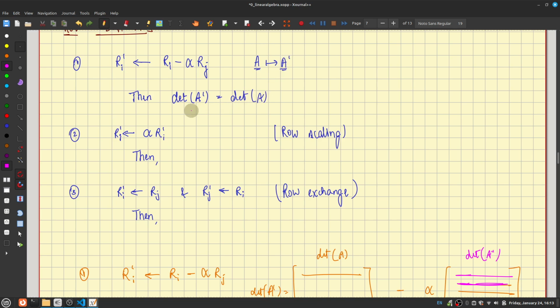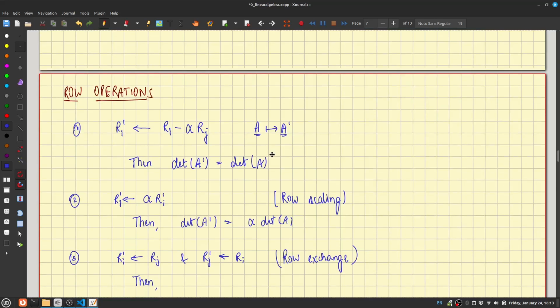Okay, so type 1 operation, we know what happens, right? Now let's look at a type 2 operation wherein you just scale a row by a constant. What happens to the determinant? It is just alpha times the determinant of A, right?